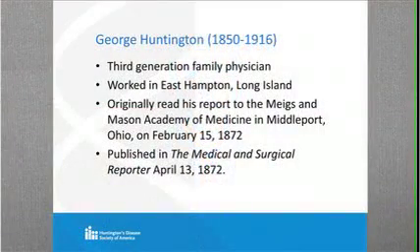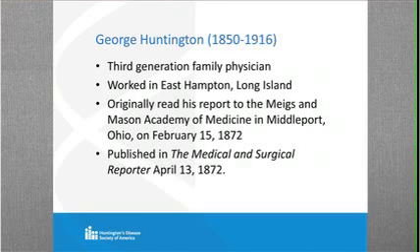George Huntington was a third-generation family physician, and he worked with his father and grandfather in East Hampton, Long Island. He originally read his report to the Meigs and Mason Academy of Medicine in Middleport, Ohio on February 15, 1872, and it was published later that year in the Medical and Surgical Reporter.